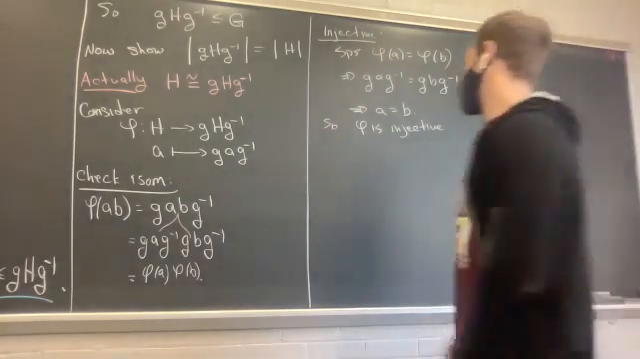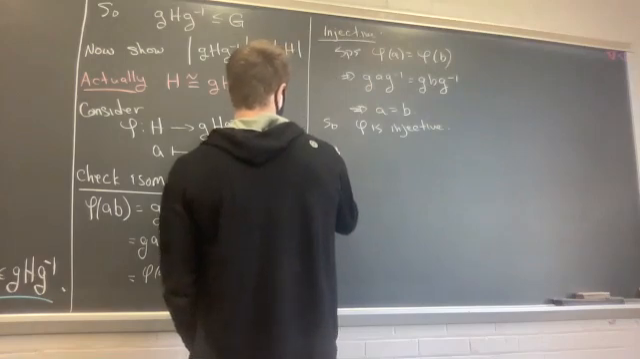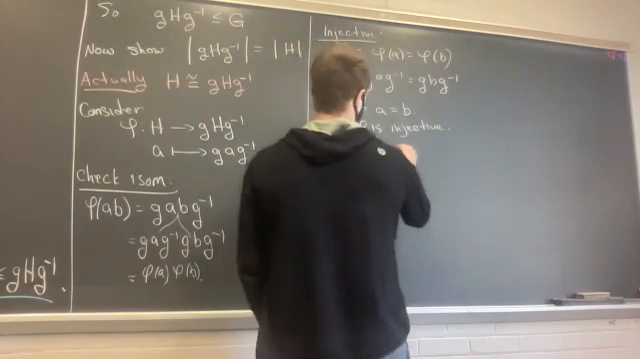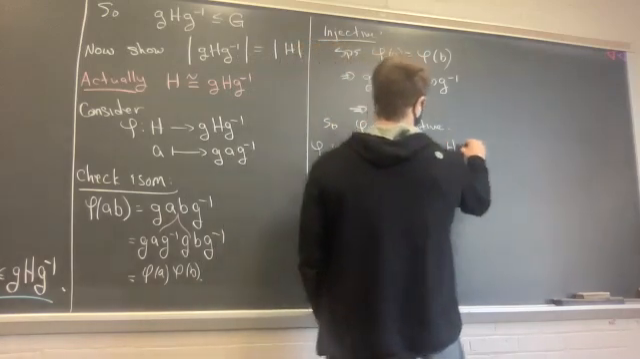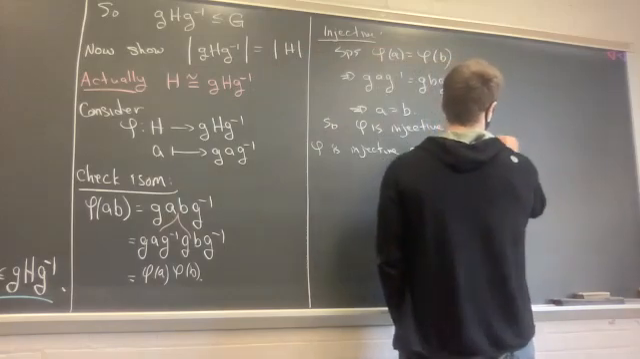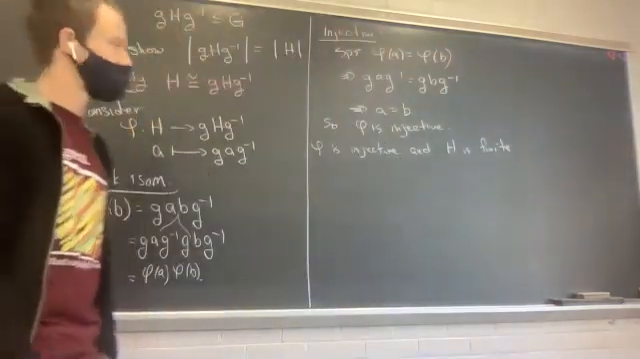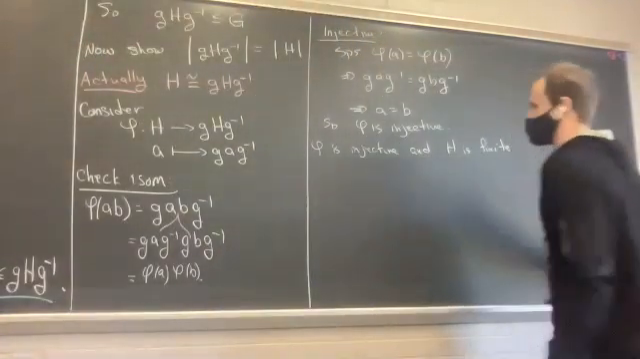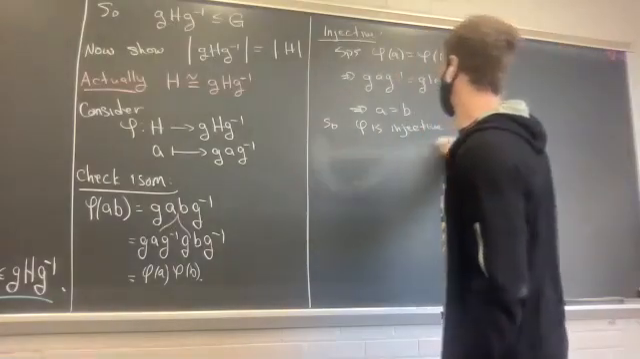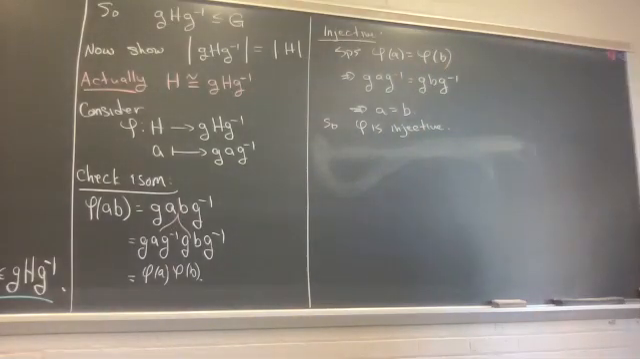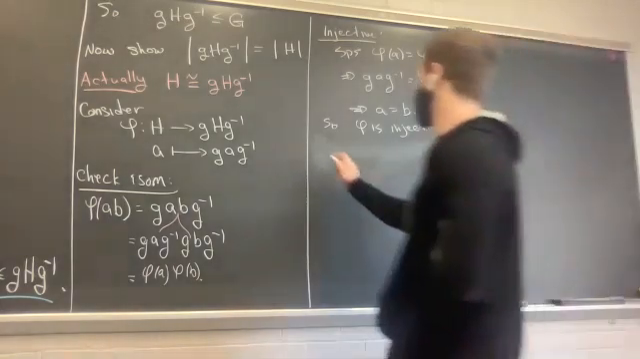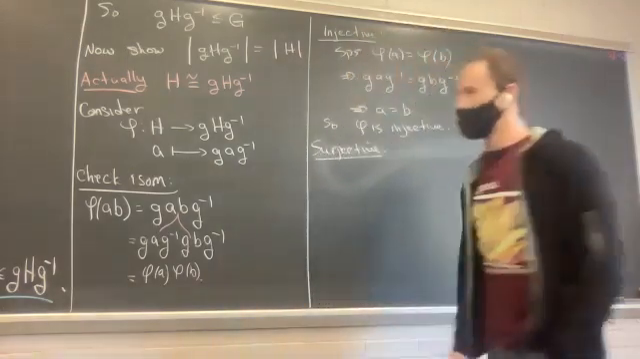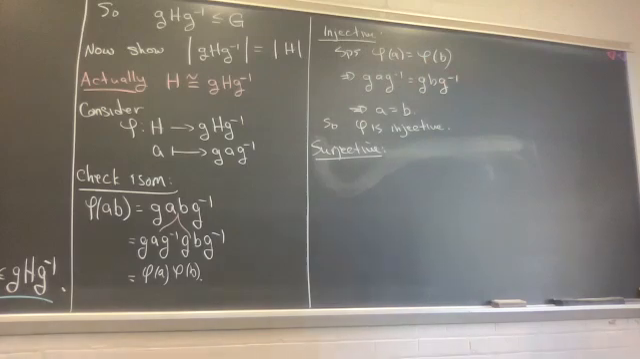Okay, but now let's check it out. So let's see what we know so far. We know that phi is injective and H is finite. Oh, wait, no, sorry, that's incorrect. Let's step back a little bit. So now we want to show that this is surjective. So that's the next thing that we need. Surjective. I got ahead of myself, I apologize. And then we'll have an isomorphism, and then we're essentially done.